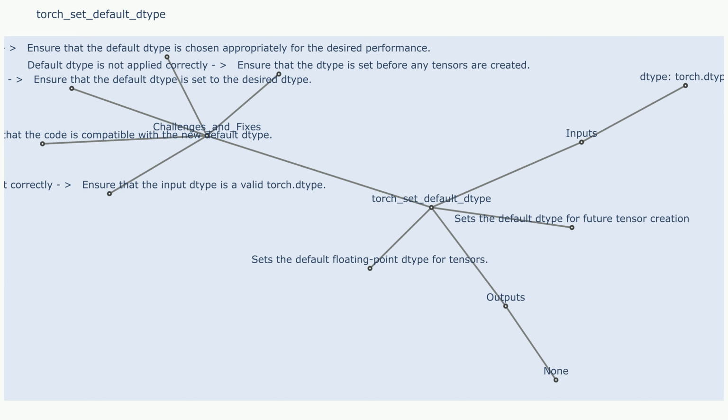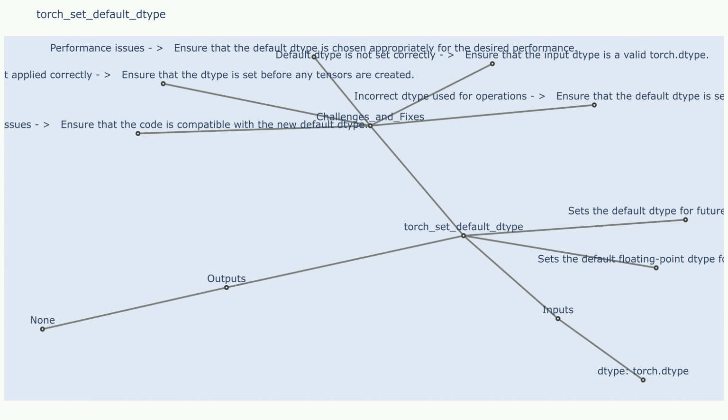Use the torch.promote_types function to determine the appropriate data type for mixed type operations based on the default data type and the types of involved tensors.